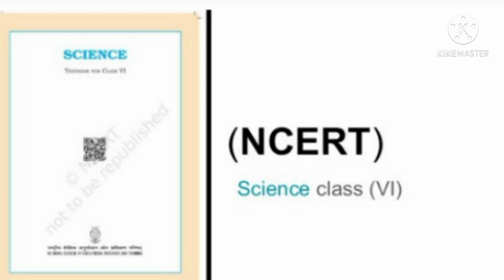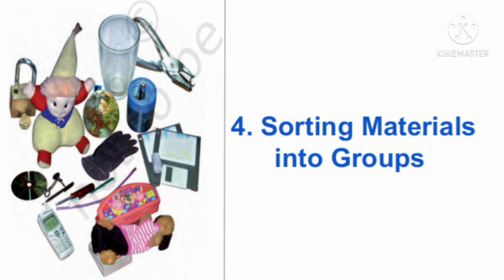So today I'll continue with the fourth lesson of class 6 Science NCERT, and the fourth lesson is sorting materials into groups. That means we keep the materials available around us in groups on the basis of their properties. So in this lesson, we will learn the different properties of different materials.